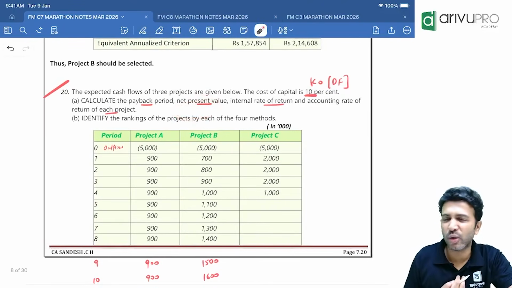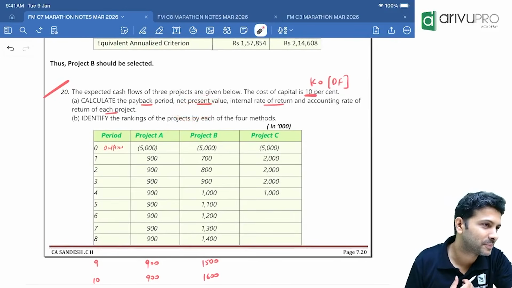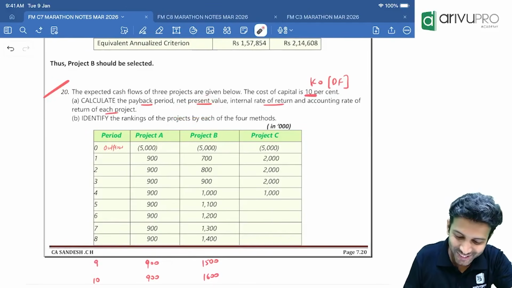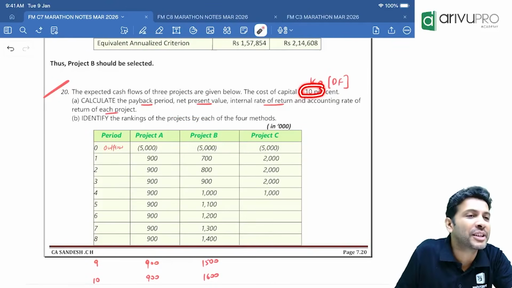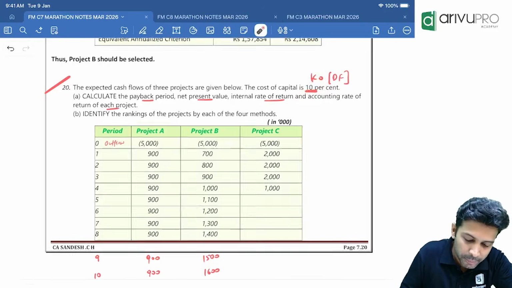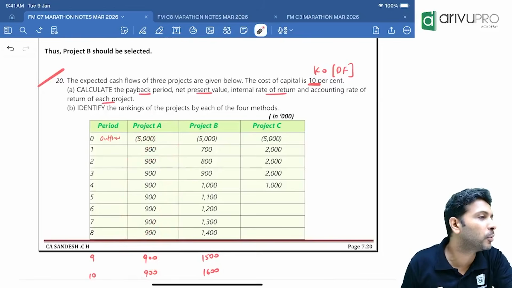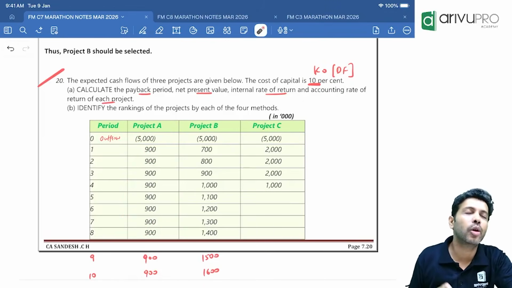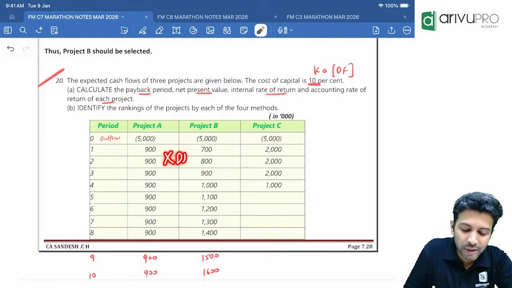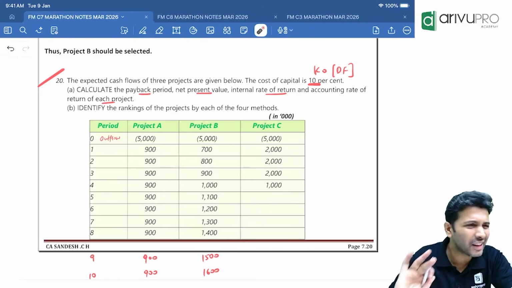NPV, I think if I do it, it will be an insult to your caliber. Yes, he's saying yes only, correct. So cost of capital, how much? 10%. This is outflow, this is inflow. But are all these inflows on a present value basis or future value? How do you get them on a present value basis? Multiply them by the discount factor. Pretty easy again.